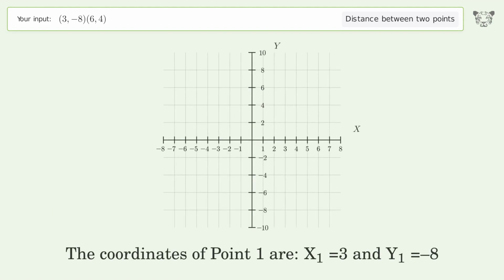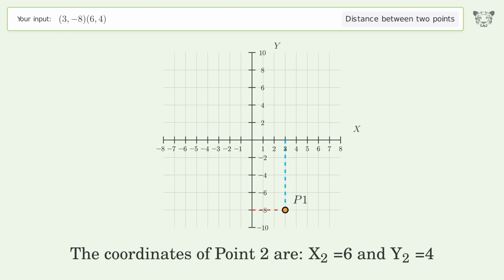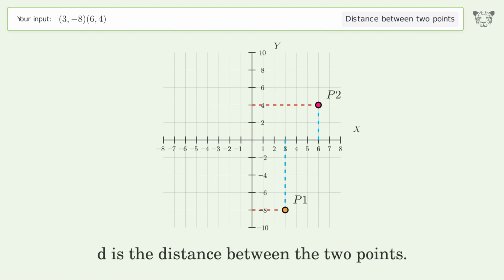The coordinates of point 1 are x1 equals 3 and y1 equals -8. The coordinates of point 2 are x2 equals 6 and y2 equals 4. D is the distance between the 2 points.